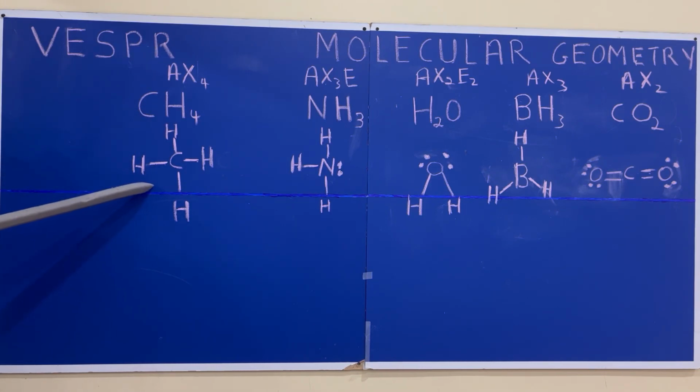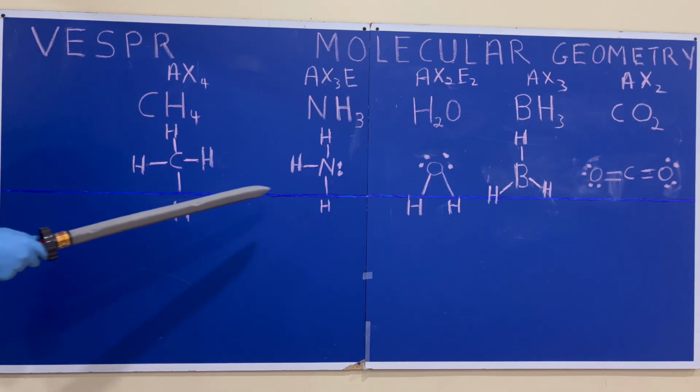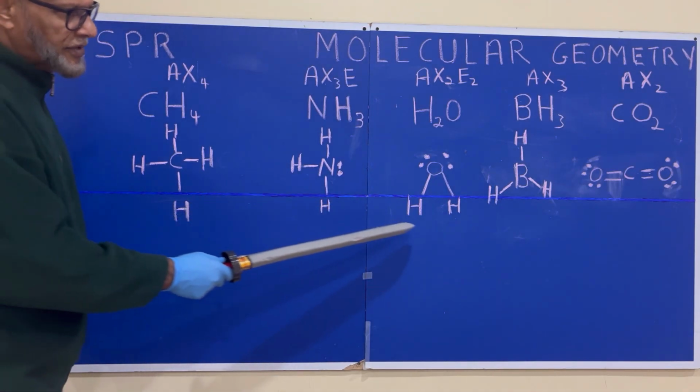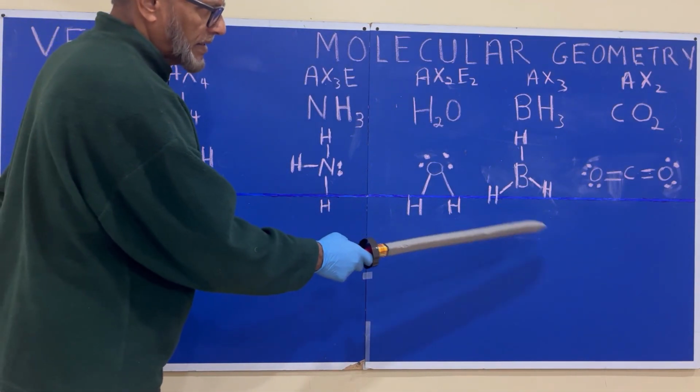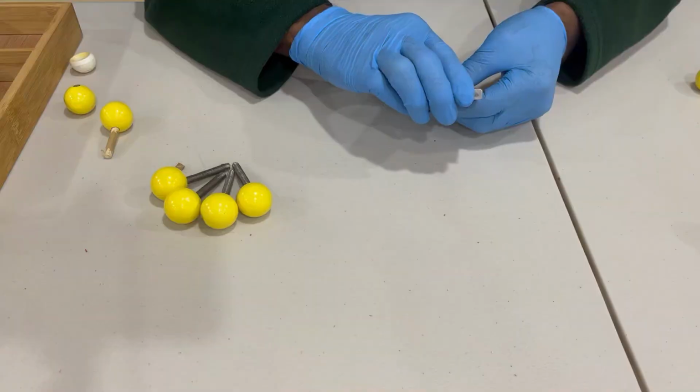Here you see it for methane. This one here is for ammonia. That is for water. That's for boron trihydride. And that's for carbon dioxide.